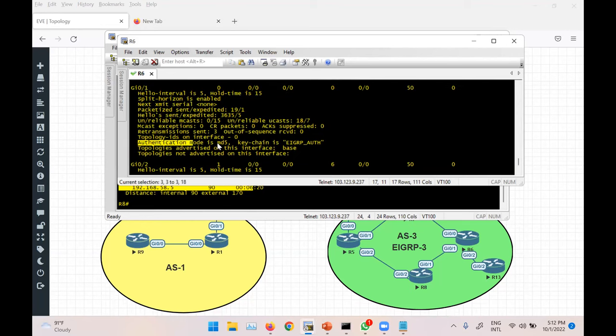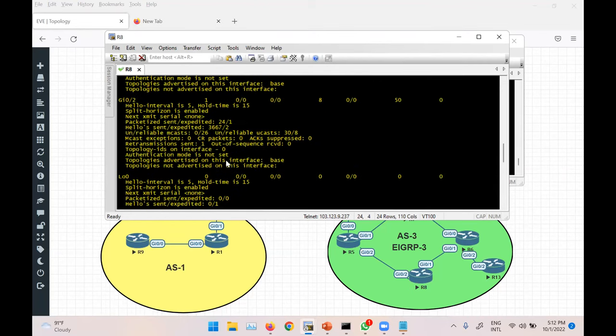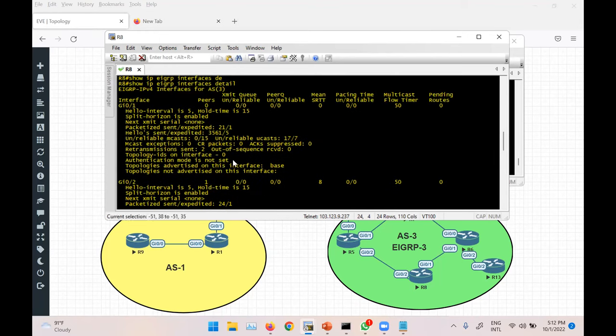If you see the authentication mode type, there is an EIGRP authentication configured at interface level here. So on one side, you configured the EIGRP authentication, but on the other side, you have not configured anything at interface level. There is no authentication mode set for G0/1, that's why the neighbor is not coming up. Then what you can do, you can configure the authentication on the R8 side, or you can remove the authentication type on the R6 interface.